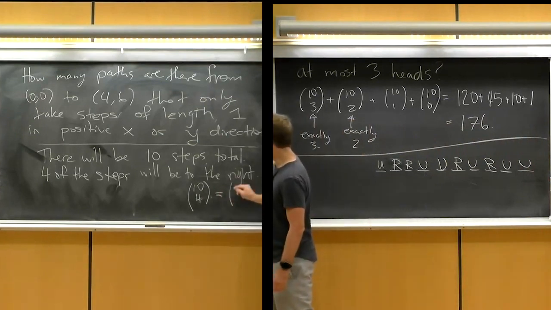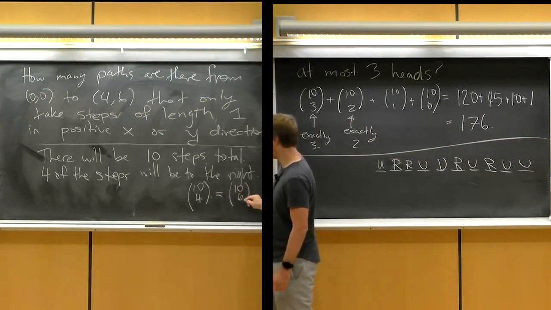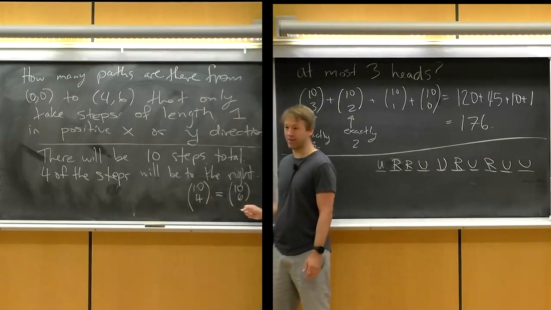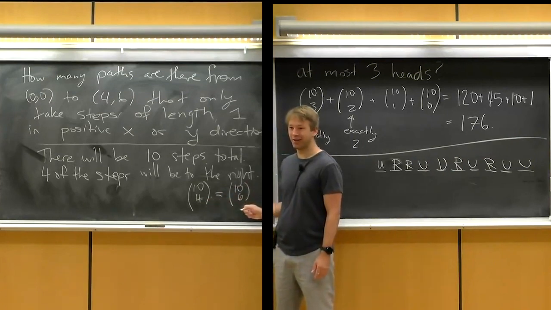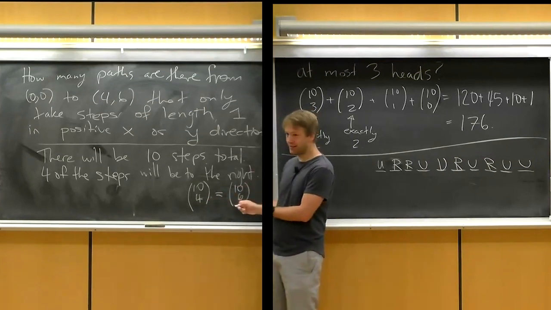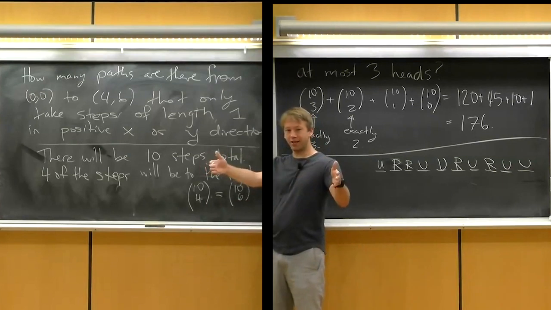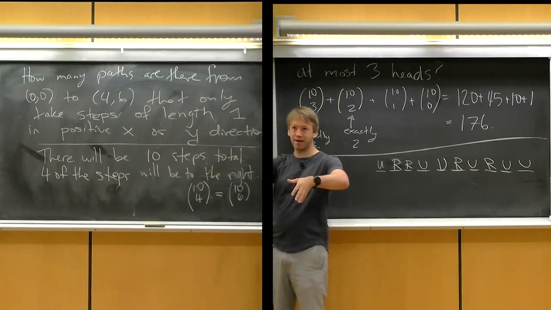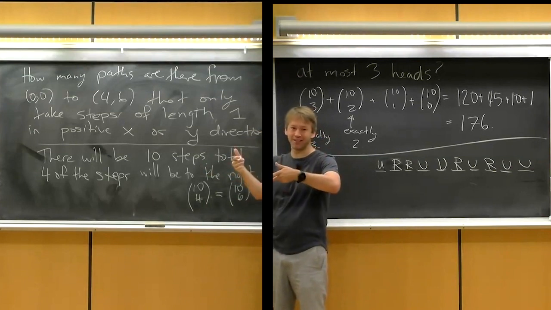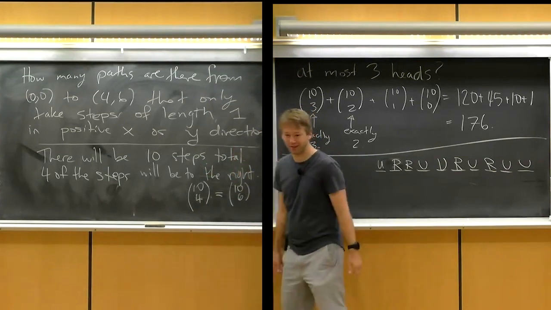Yeah, that's a good point. We haven't really addressed that, but actually 10 choose 4 is the same thing as 10 choose 6. So if you came up with 10 choose 6 as your answer, that's not wrong. It's the same as 10 choose 4, because taking 10 things and choosing 4 of them is the same as not choosing 6 of them, which is the same as choosing 6 of them, kind of.